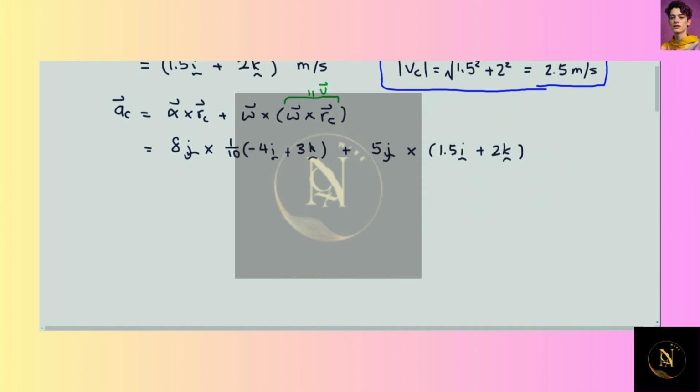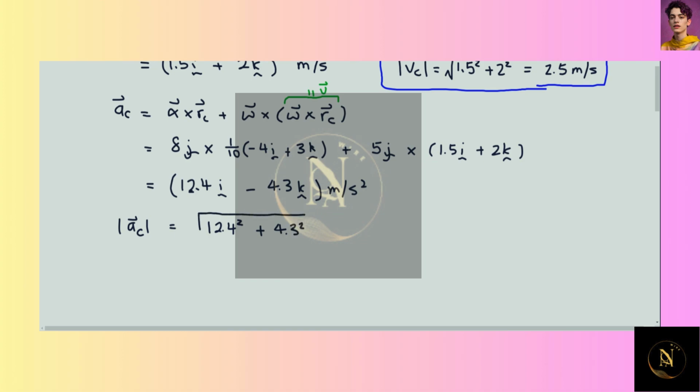This is easy to do term by term, and then the final answer will be 12.4i minus 4.3k meters per second squared. And then the magnitude of the acceleration at point C will be the square root of 12.4 squared plus 4.3 squared, and this is 13.1 meters per second squared. So this is the answer for the acceleration at point C, the magnitude.